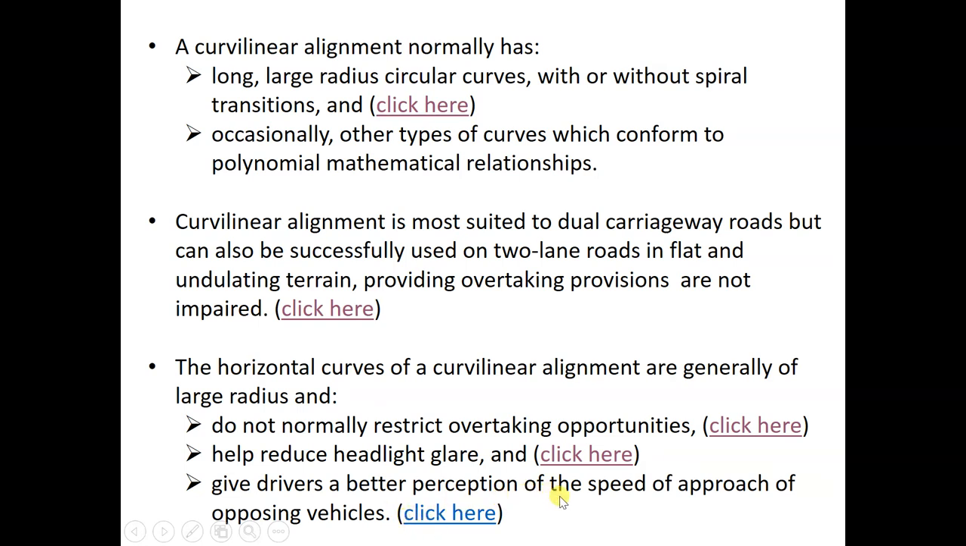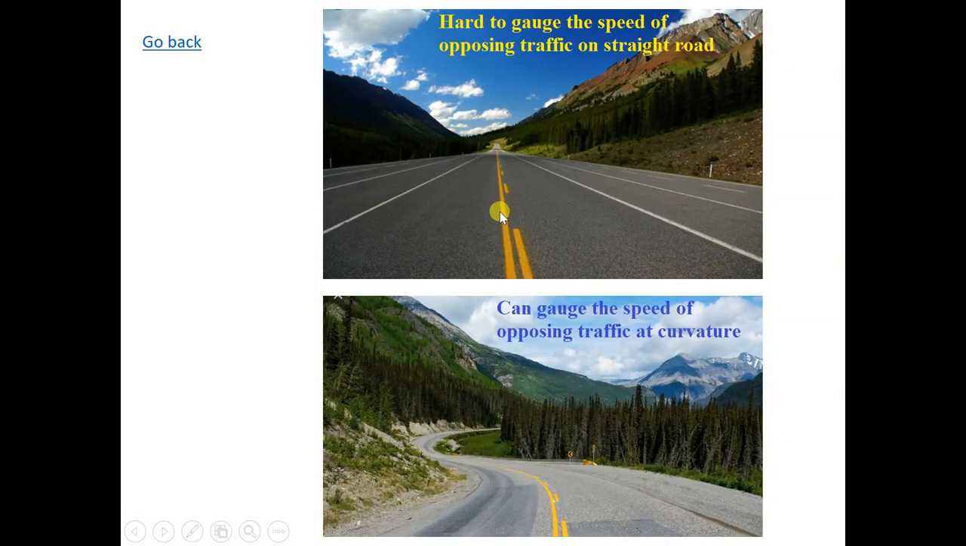It gives drivers a better perception of the speed of approach of the opposing traffic. Like a straight line, the top picture, you look at a vehicle in front, maybe even a few kilometers away, but it could be traveling at 120, 110. You don't know. Because it's two dimensional, you cannot gauge the speed correctly. But if it's driving along the curvature, you can see the three dimensions of the vehicle, so you can see how fast it is traveling. You can gauge the distance as well, how far it is from you, and also the speed, how fast it's coming. So if you want to do some overtaking maneuver, you can adjust properly. You can see whether it's safe to do overtaking or not.